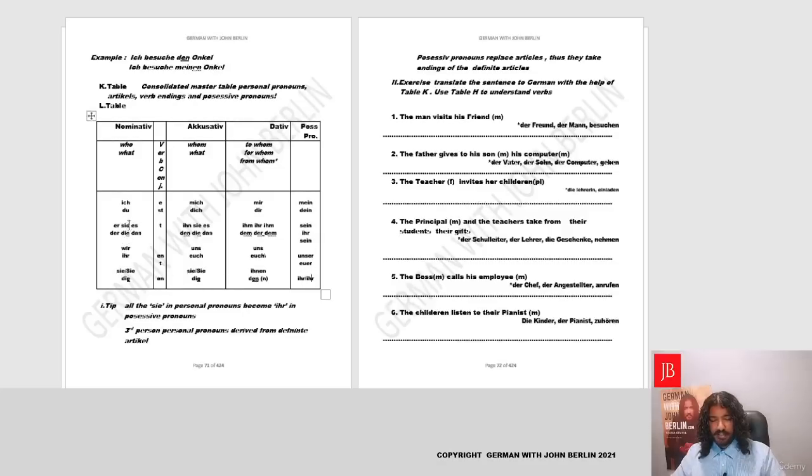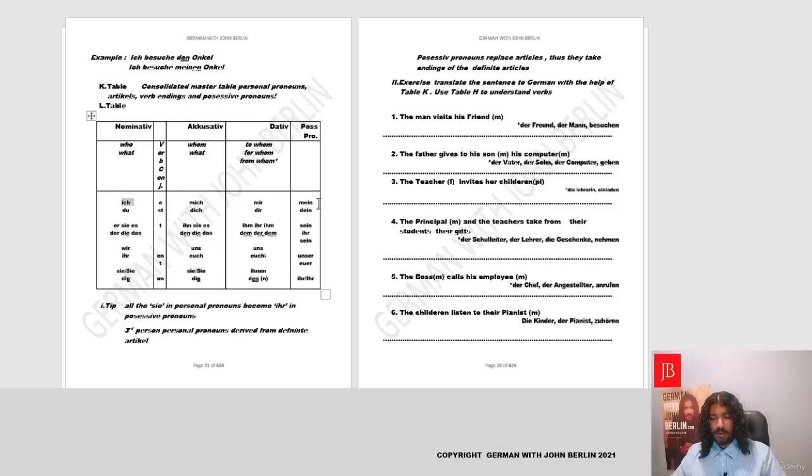For example, sie is she, it becomes ihr. Yes, sie is they, it becomes ihr. Sie is you, it becomes Ihr as well with a capital I. Perfect. Let's make this capital. All right. And this basically, that's the idea.